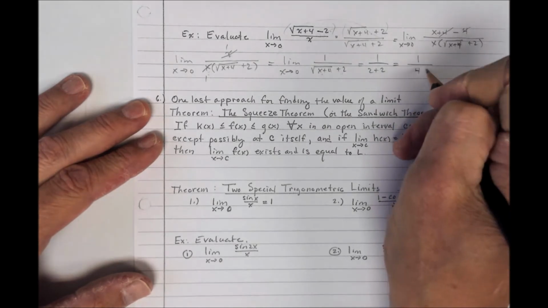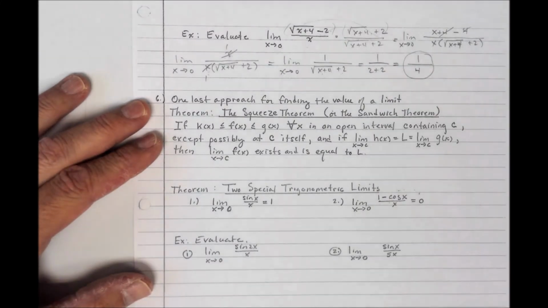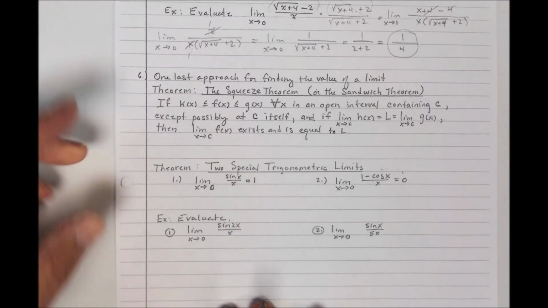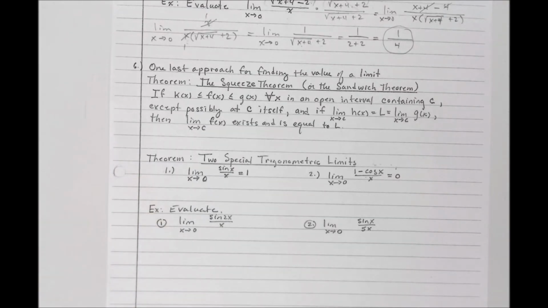It's still 4, and I get 1/4 as my limit. Now there is one other approach that they mention, and not very often. I can't remember the last time it was used on an AP. But there's another approach to finding the value of a limit, and it's called the Squeeze Theorem, or sometimes the Sandwich Theorem, although I'm used to calling it the Squeeze Theorem.